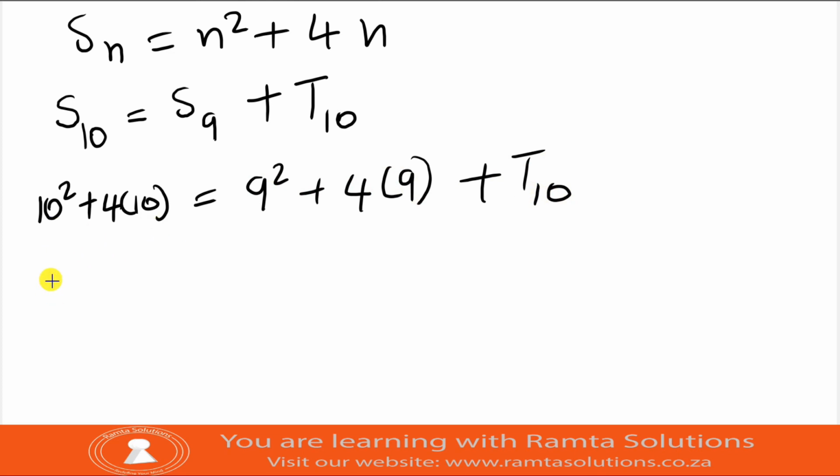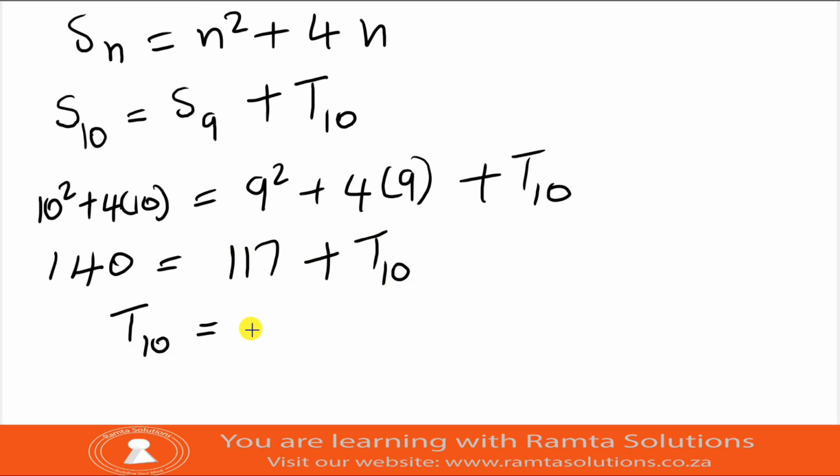So this is 140, right? This is 140, and this is 81 plus 36, I think it's 117. 9 squared plus 4 into 9. Okay, 117 plus t10. So 140 minus 117, this implies t10 is equal to 23, right? This implies t10 is equal to 23.